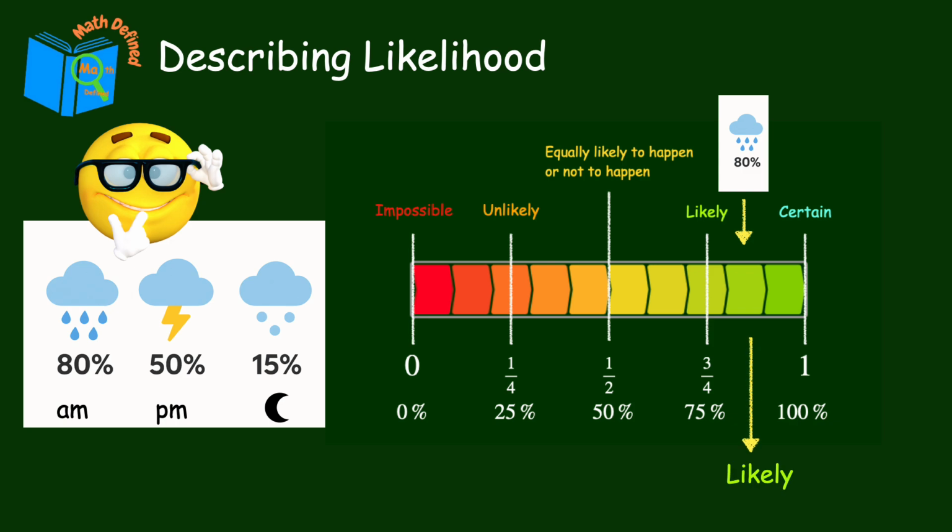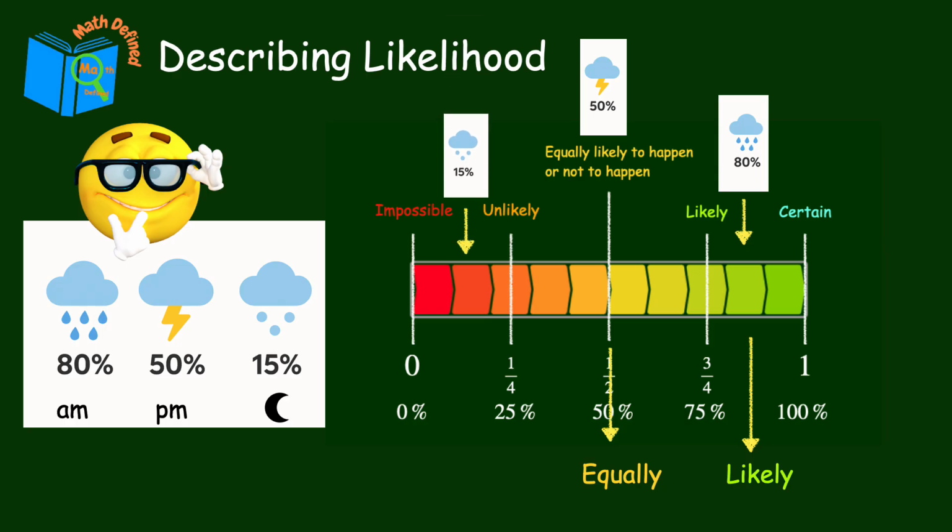The probability for thunderstorms tomorrow in the late afternoon is 50%. 50% is exactly at 1/2, meaning it's equally likely to happen or not happen. And the probability of hail tomorrow overnight is 15%. 15% is less than 25%, so hail is unlikely. So it looks like out of all the possible weather events for tomorrow, rain is the most likely. Let's look at a snowboarding event next.